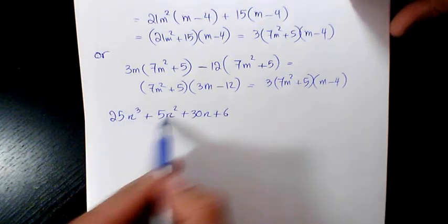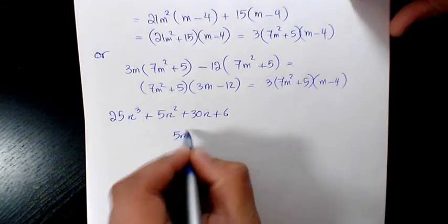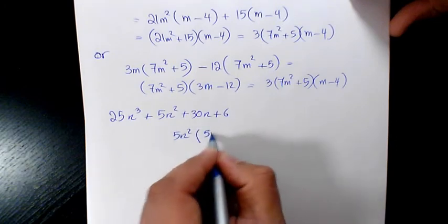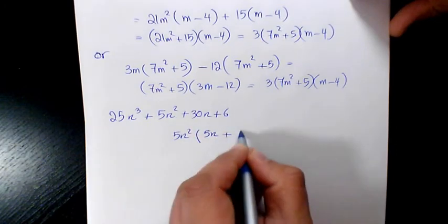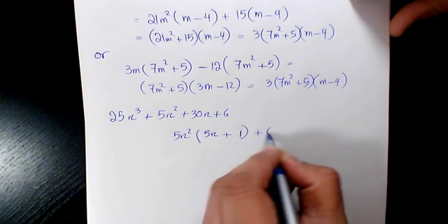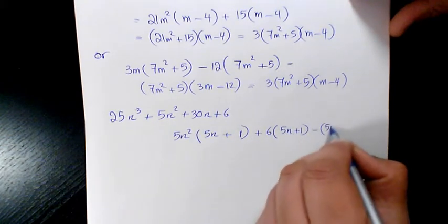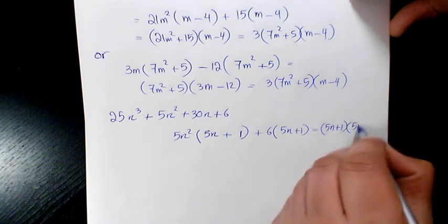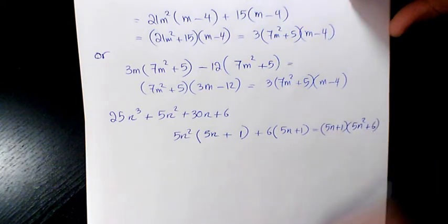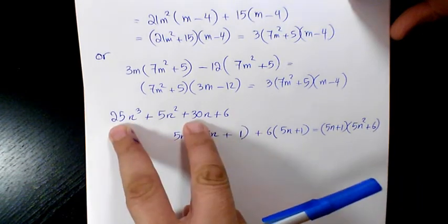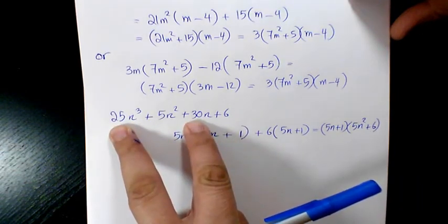Here you can choose these two. You can factor 5n squared. 25n cubed divided by 5n squared is going to be 5n plus 1. Here you factor 6, 5n plus 1. It's going to make it as 5n plus 1 times 5n squared plus 6. Or you could group these two and then these two. When you group these two, the GCF is going to be 5n.